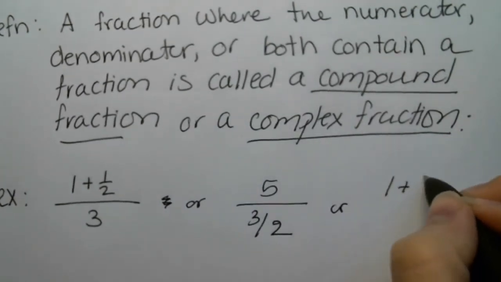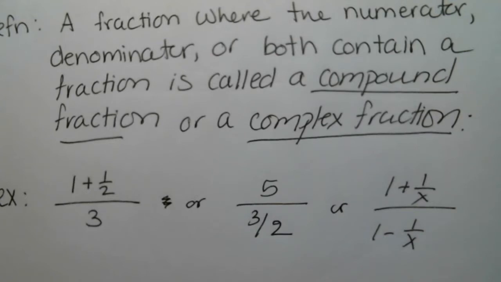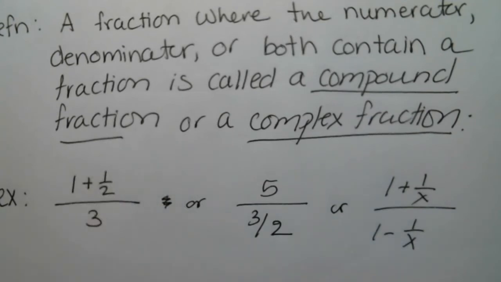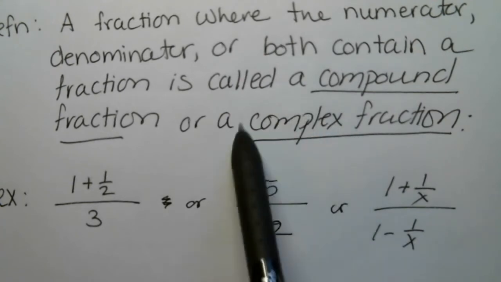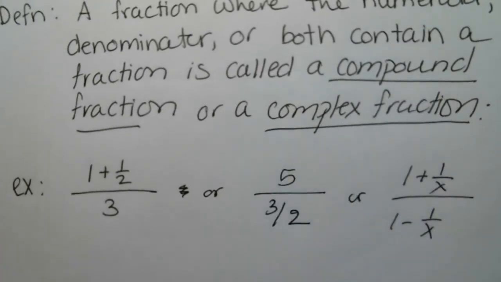or you might have something where they both contain a fraction, like (1 plus 1 over x) over (1 minus 1 over x), okay? So these are all examples of compound fractions because you have a fraction within a fraction, okay? I like the notation compound fraction because it makes more sense to me than complex fraction because complex implies something about complex numbers, right? Where compound doesn't have that same connotation.